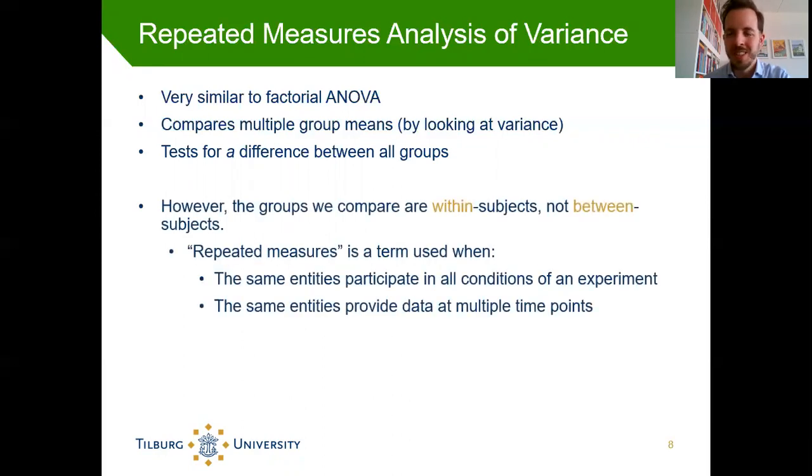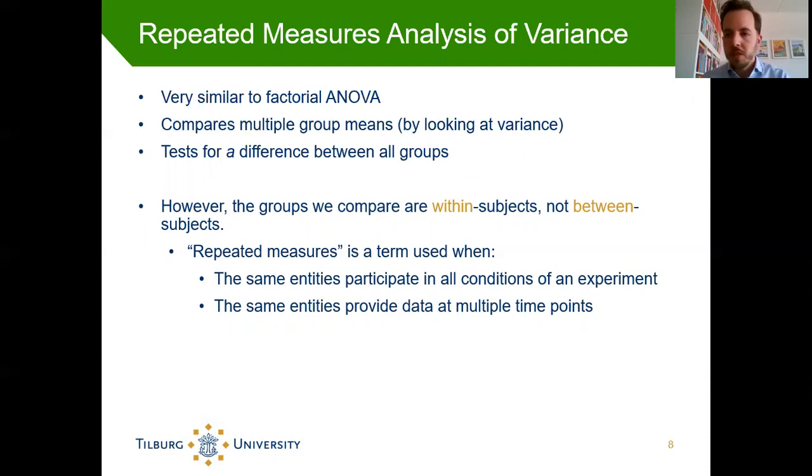However, there's one very critical, very important difference with those factorial ANOVAs that we looked at last week. So far in this course, we've only been looking at between subject factors. So we were always comparing different groups, right? For instance, we were comparing young people with old people, or people with a low socioeconomic status to people with a high socioeconomic status. So there are always different groups of participants to be compared. Well, in the case of repeated measures ANOVAs, the groups that we compare, the conditions that we compare, are actually within participants, they're within subjects.